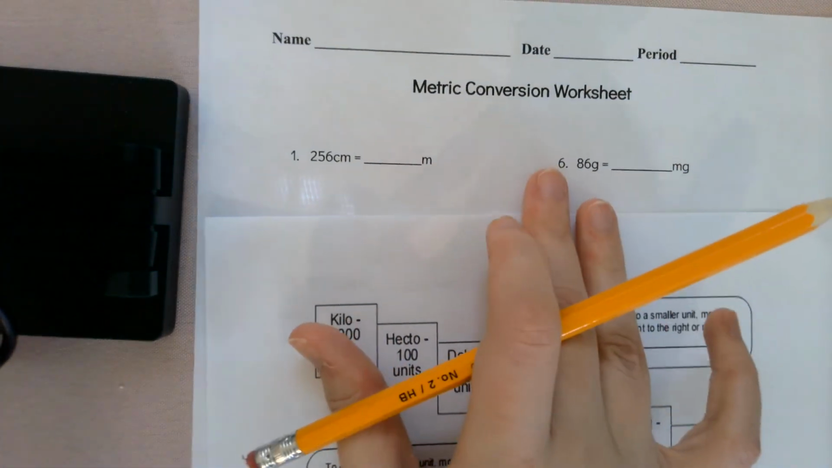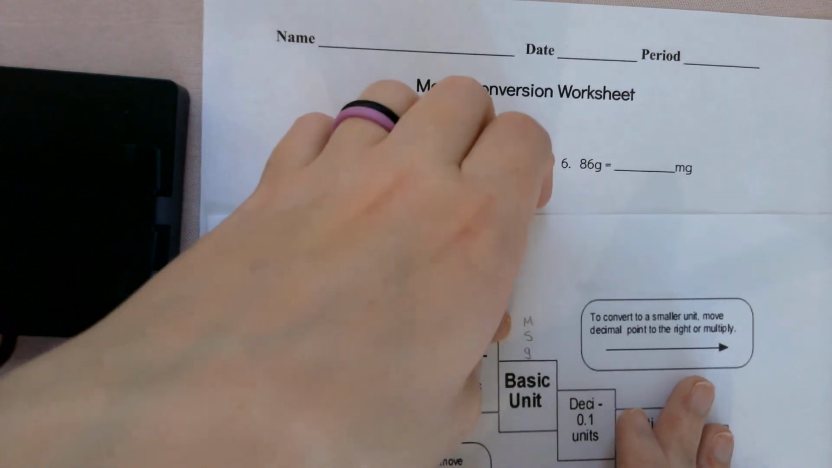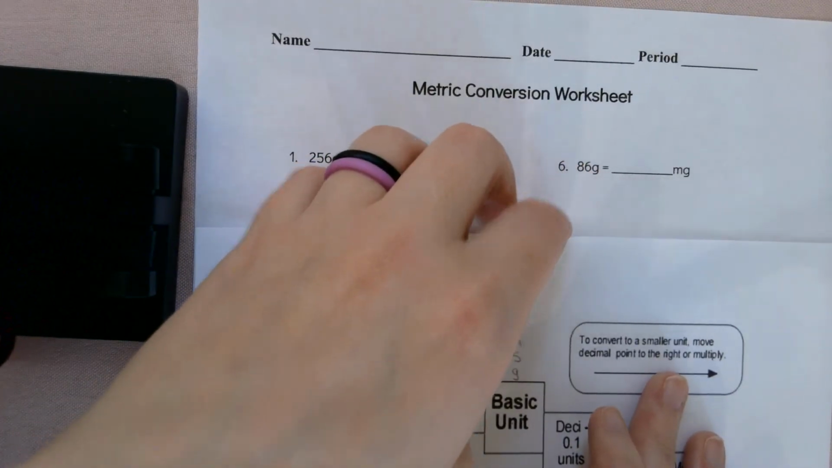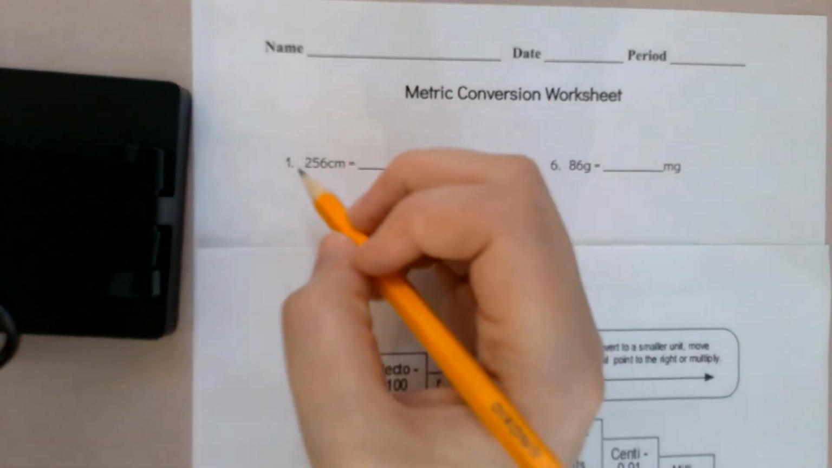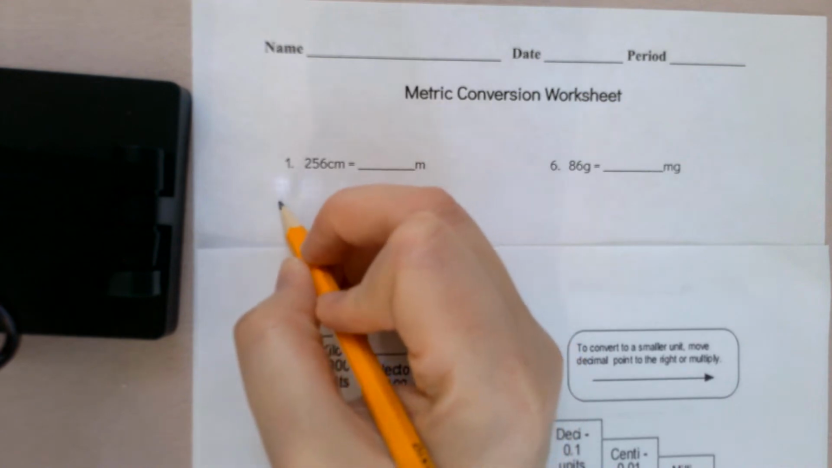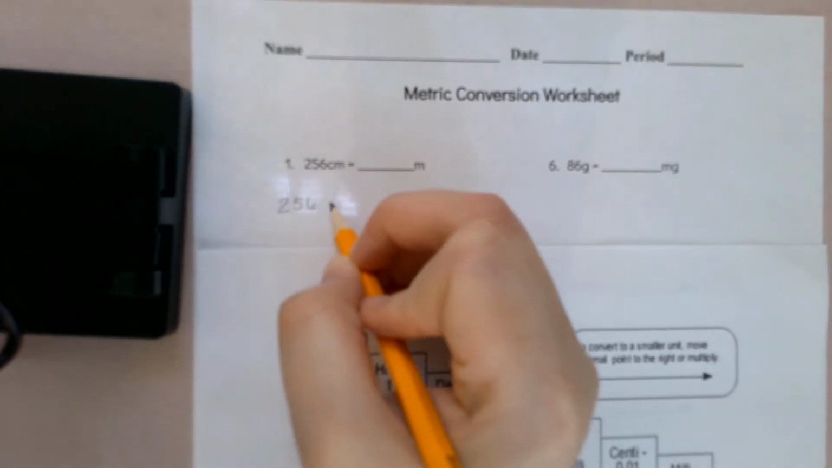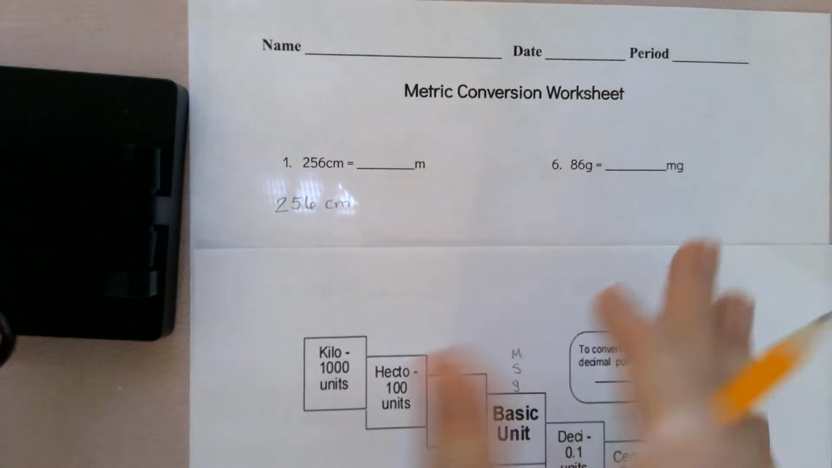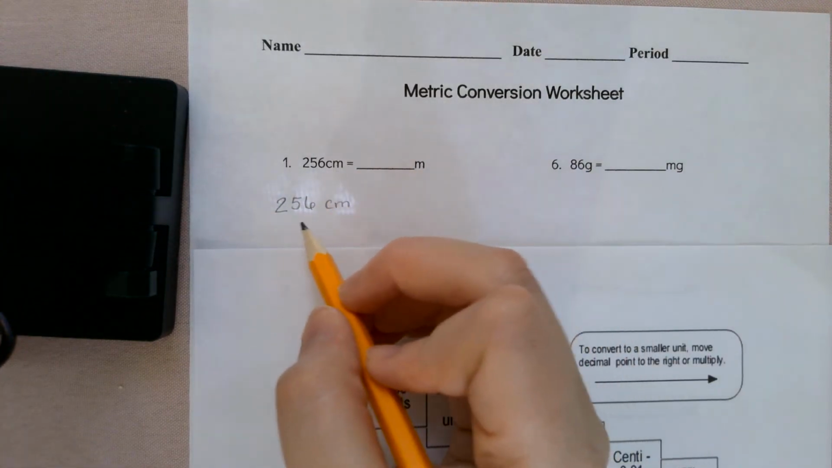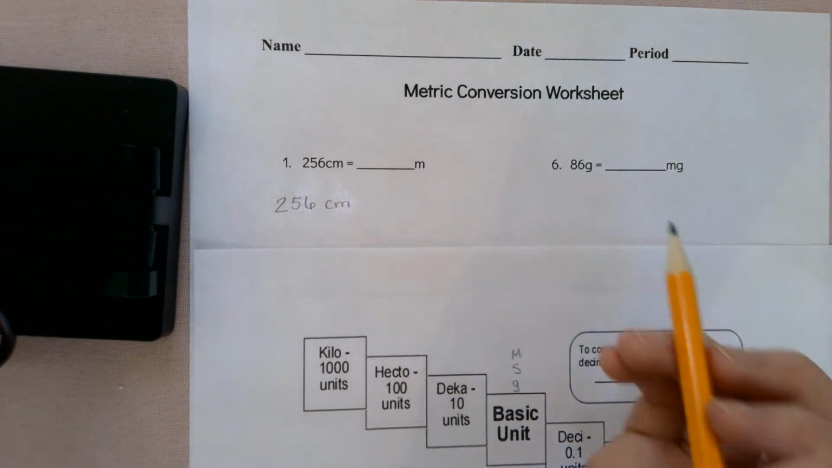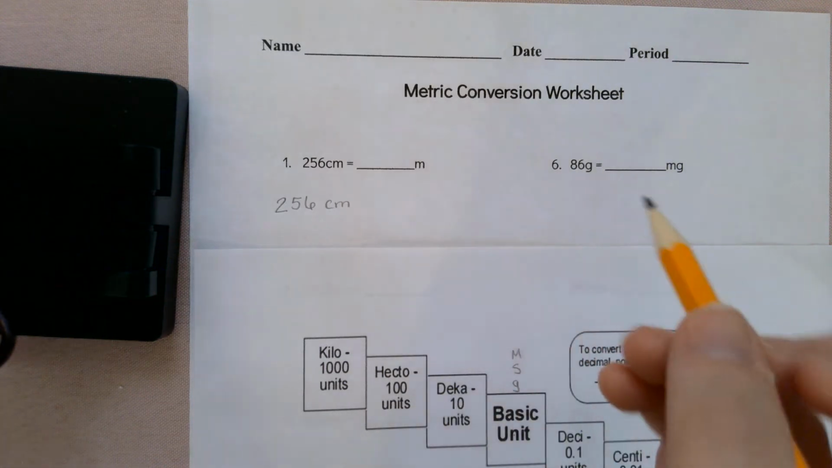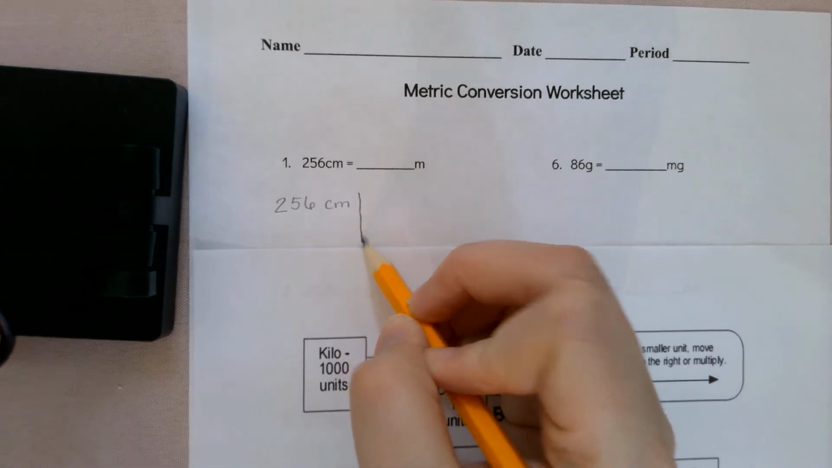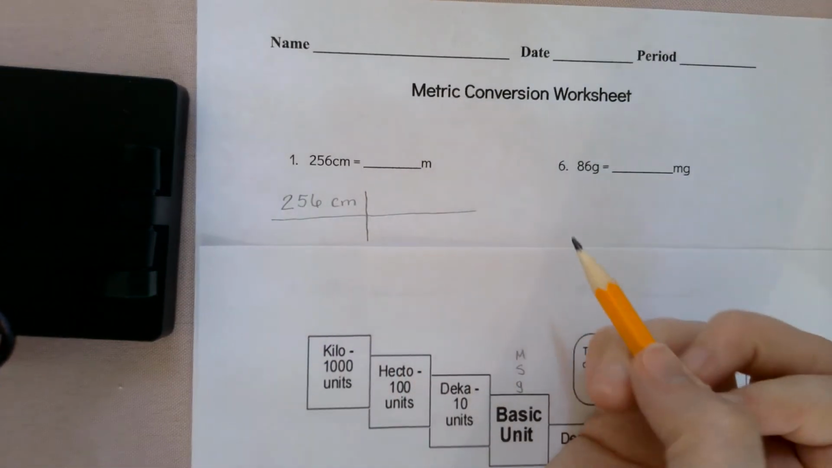We have 256 centimeters, and we want to know how many meters that is. So how many meters are in 256 centimeters? The first thing we always do is start with what we know. So we have 256 centimeters here, and we want to set up our T-chart. I'm going to set up a T-chart in this first one, and then in the second one I'm going to show you how I like to set them up. It looks more like a fraction. To me, that's a little bit easier, but you do you. If you like the T-chart, definitely use the T-chart. So here's my T-chart.